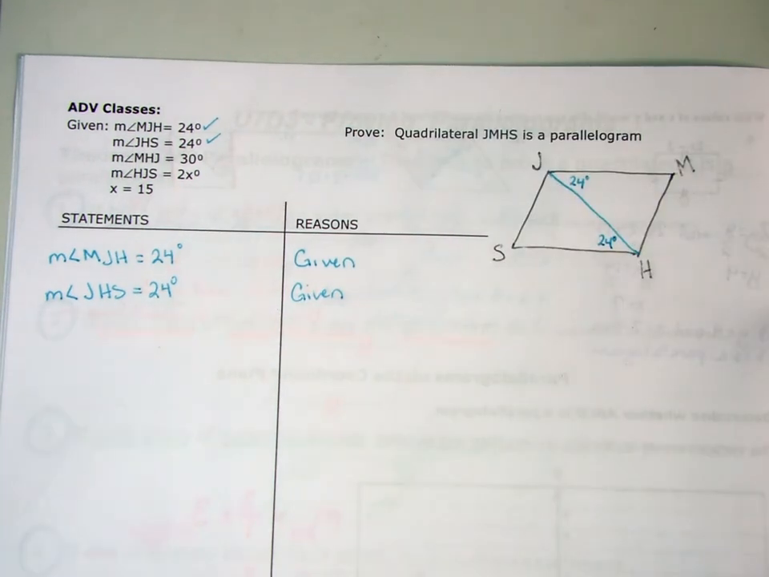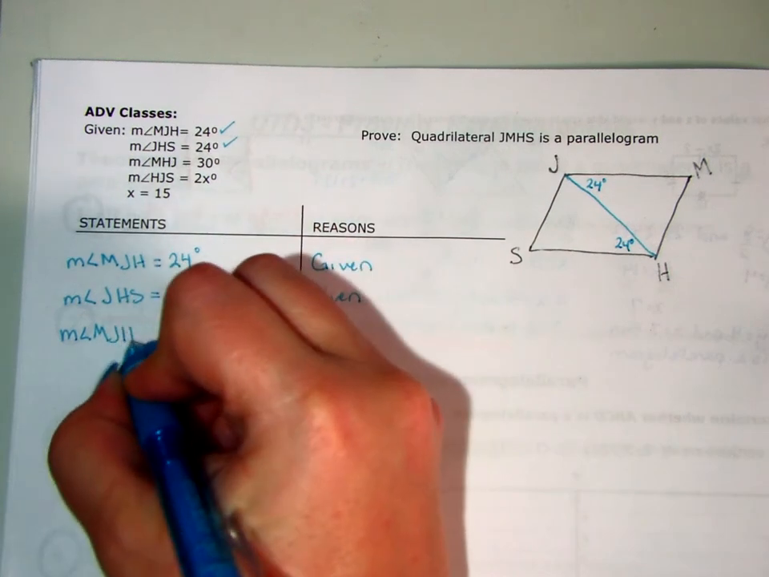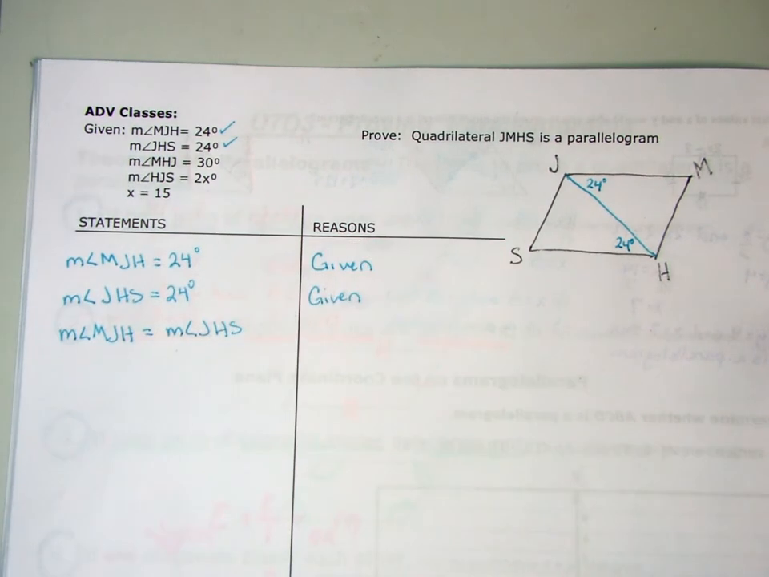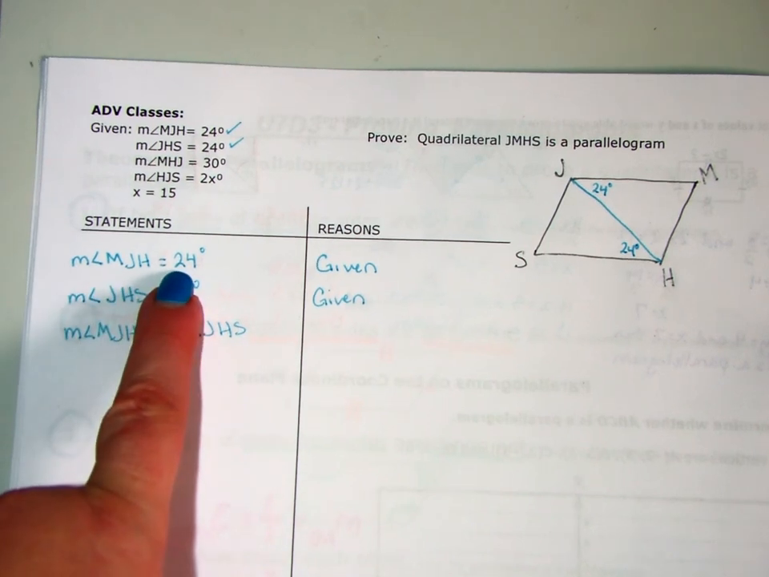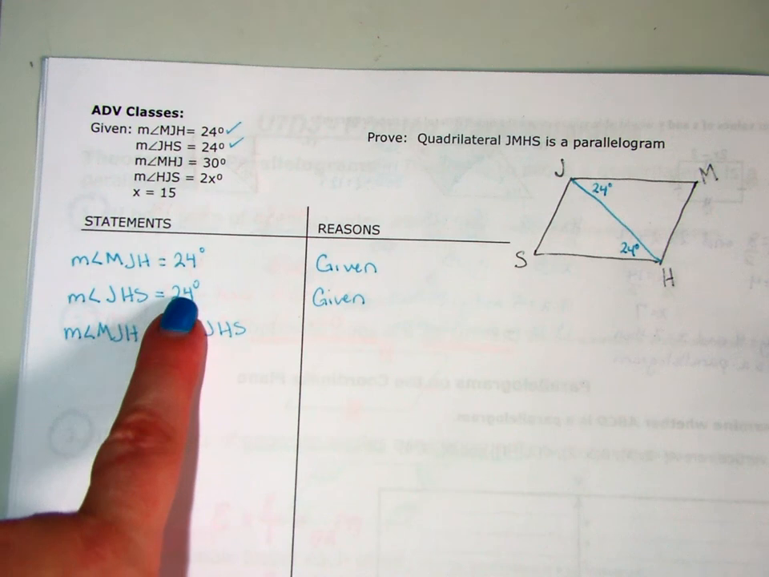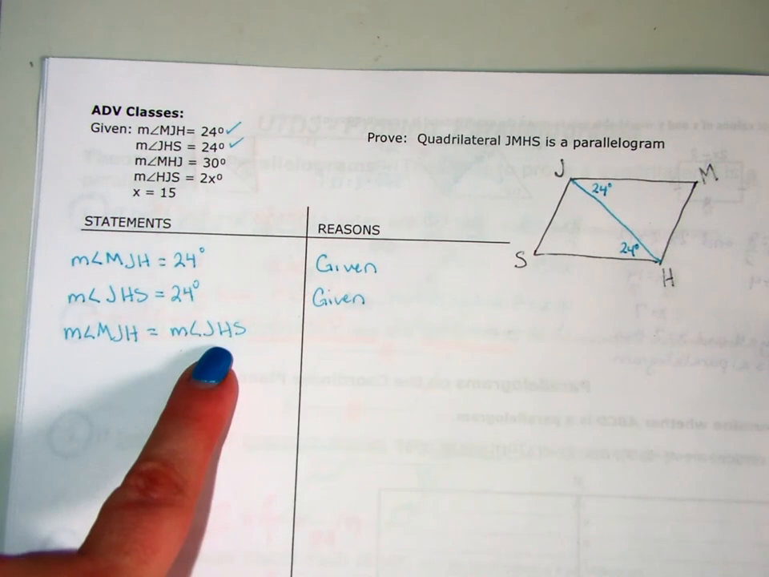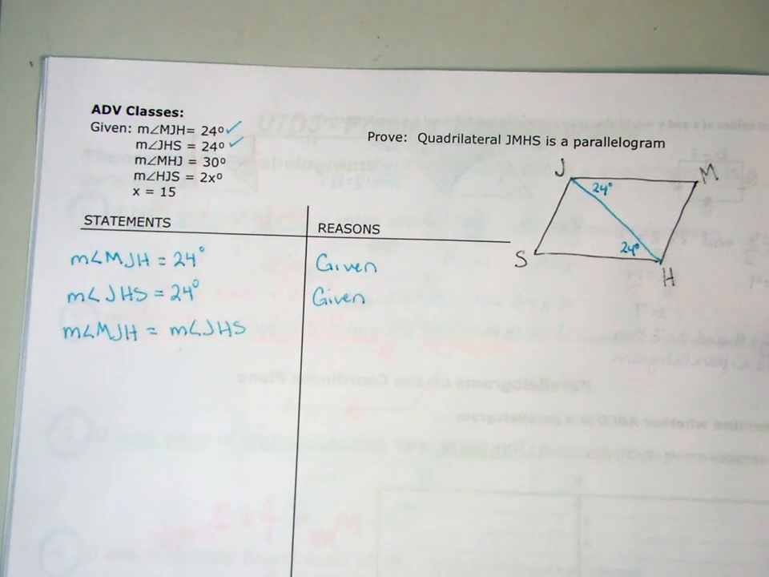Since they're both equal to 24, before I go to my next given, I'm going to go, well, those are congruent to each other, right? They're equal to each other. They're both 24. So the measure of angle MJH is equal to the measure of angle JHS. So where I start with the measure of angle MJH right here, it's supposed to be equal to 24. But I didn't say it was equal to 24. I said it was equal to what 24 equals. What did I do to be able to replace this 24 with this angle? Substitution. Replacement and substitution, same thing, right?